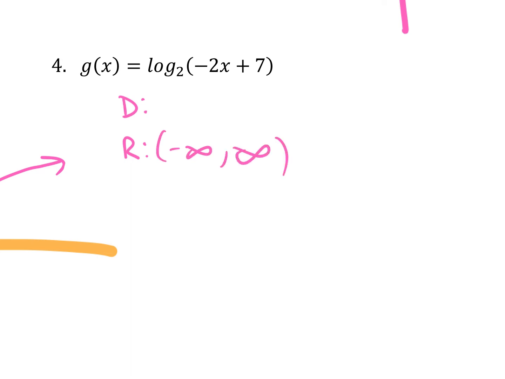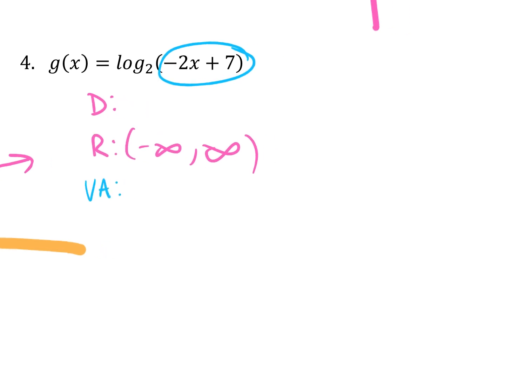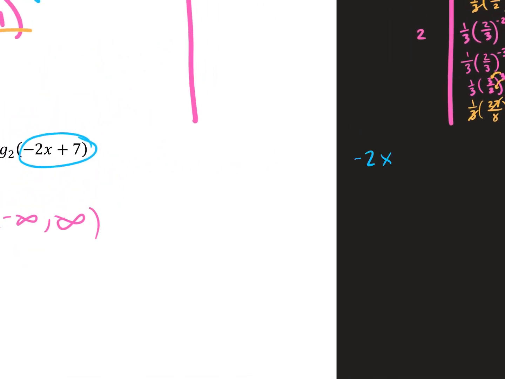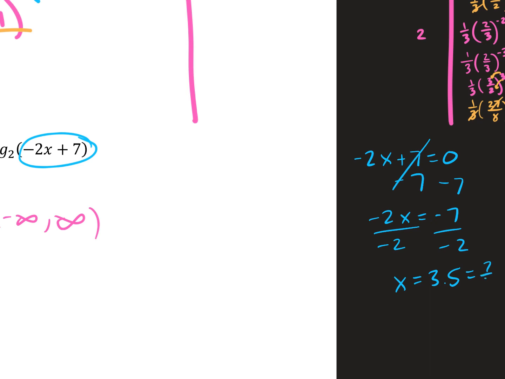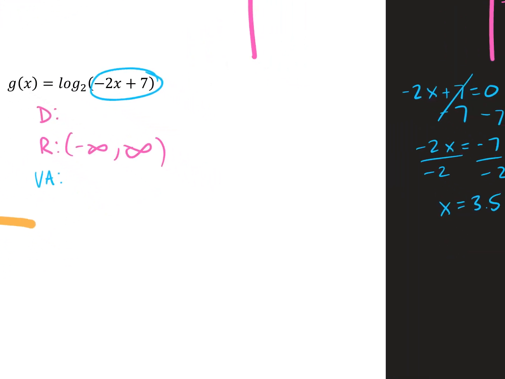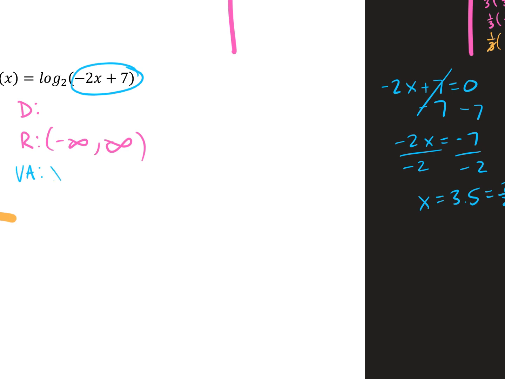Negative infinity to positive infinity. How do I find my domain? Set the parentheses equal to 0. So that also helps me find my vertical asymptote. So this would be negative 2x plus 7 is equal to 0. So just what's in the parentheses gets set equal to 0. Subtract 7 on both sides. Negative 2x is equal to negative 7. Divide by negative 2. So x is equal to 7 halves, or we can just say 3.5. 7 halves is fine too. So my vertical asymptote is what? X equals 7 over 2.